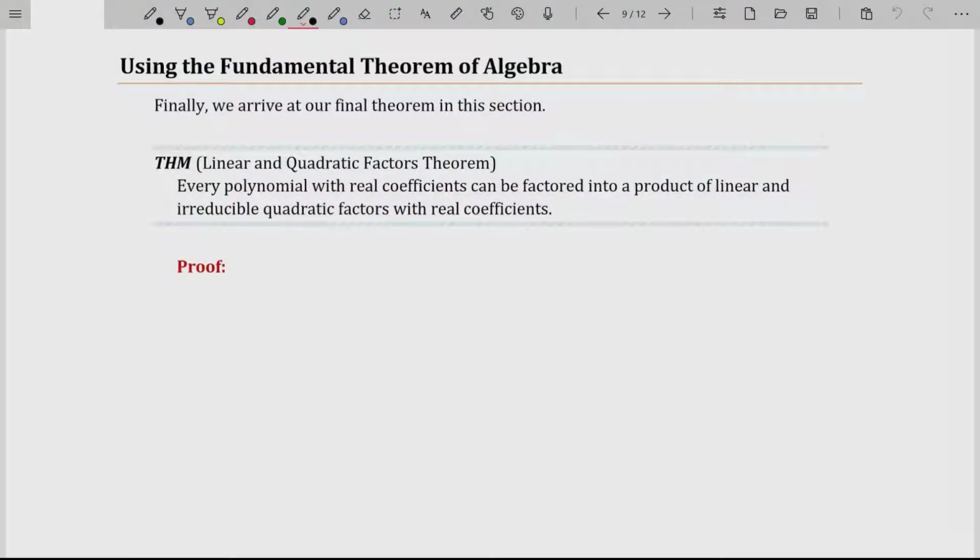Hello, my name is Roy Simpson, Professor of Mathematics at Cosumnes River College in Sacramento, California. And in this video, we are going to finish out our discussion on the fundamental theorem of algebra.